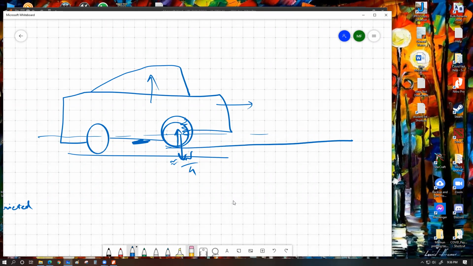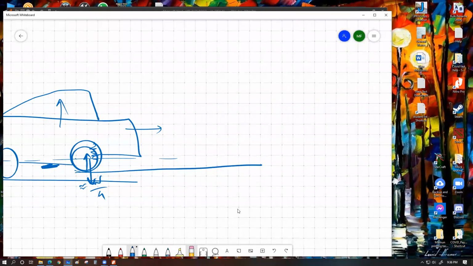Let's say there is a bump. So let's say there is a bump like that. So what's going to happen? The car wheel is going to go forward, and the moment the bump comes up, this wheel is going to slightly move up. The moment this wheel moves up, this is going to happen.